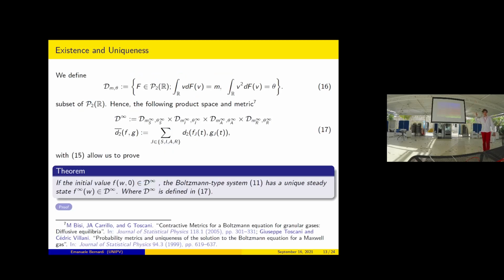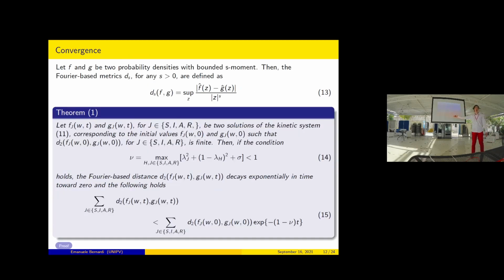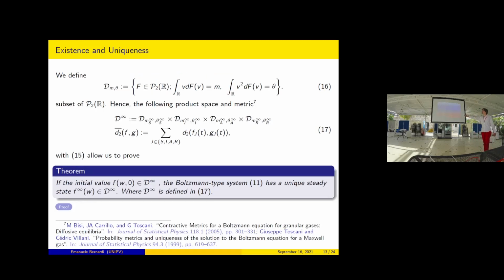Now, for the existence and uniqueness part, we need to introduce a set of probability measures with fixed first and second moment, and the D-infinity space that is a product space of 4 of this type of sets, and the D overline D2 metric that is nothing more than the metric that we had before in the previous theorem. And then we were able to prove that if the initial value belongs to the infinity space, then the Boltzmann-type system has a unique steady state, and it also belongs to the infinity space.